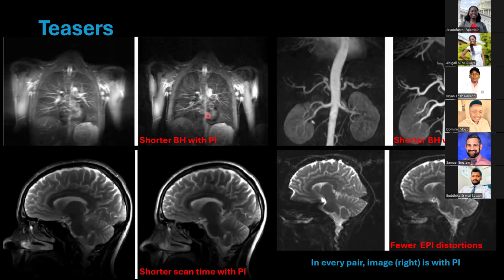You can obviously see that the pulmonary vessels here are sharper due to a shorter breath hold. Contrast enhanced angiography vessels are a little bit sharper with a shorter breath hold. Down here is a diffusion weighted scan with EPI distortion. You can see that the geometric distortion at the frontal lobe and the temporal lobe are lessened with parallel imaging because of the shorter echo train length of the EPI sequence. And then overall, just a slightly better image quality and sharpness with the shorter scan time.